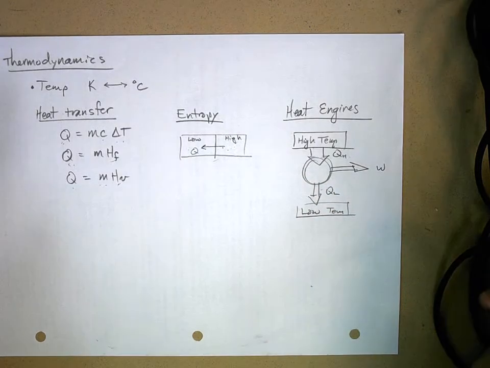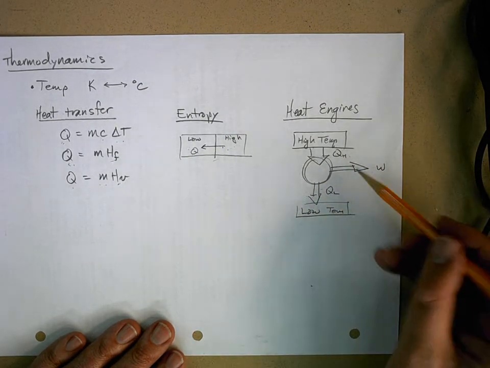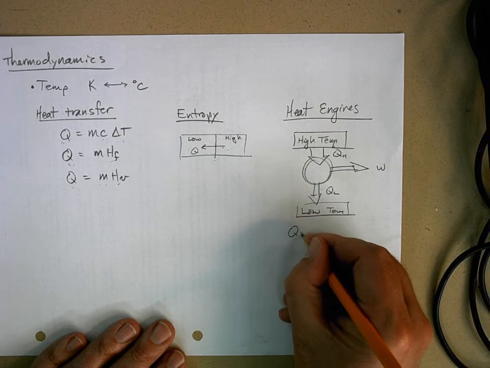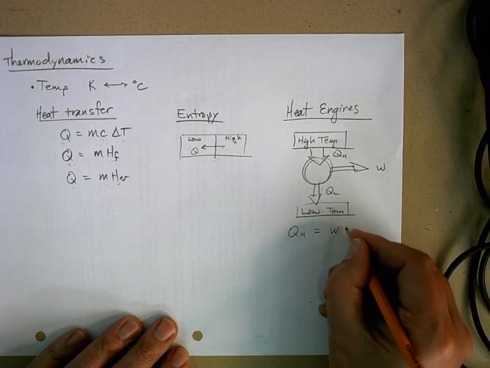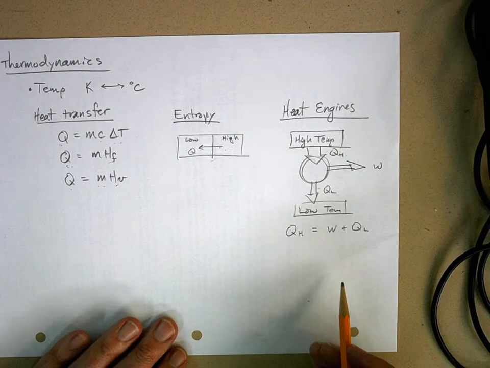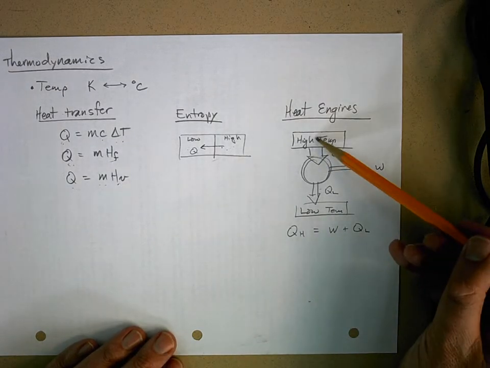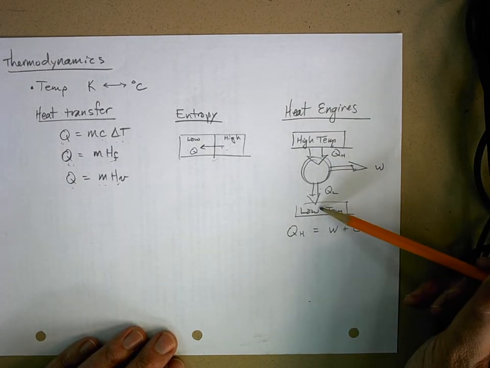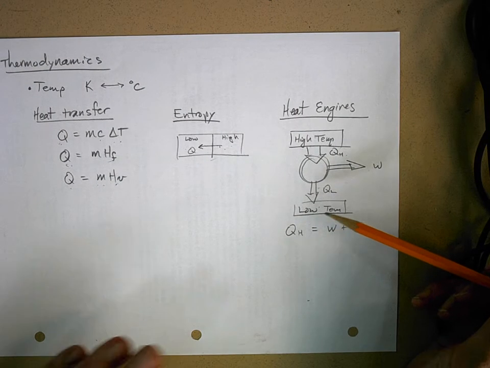And so if you add these together, the heat that leaves from a high temperature has to equal the work done plus the heat that flows into my low temperature reservoir. This is conservation of energy. And the fact that heat will always flow from high to low temperature is the second law of thermodynamics, which also describes what entropy is.